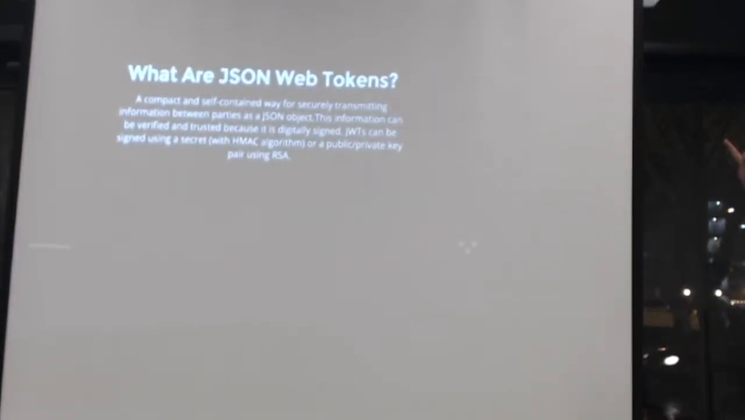So what are JSON Web Tokens? They're a compact way of storing data. You can use it as a token, to authenticate the user, or you can use it to just send information from one route to the other. The cool thing is that they can be signed with the HMAC algorithm, or a public key or private key pair, which is the way I like to do it.